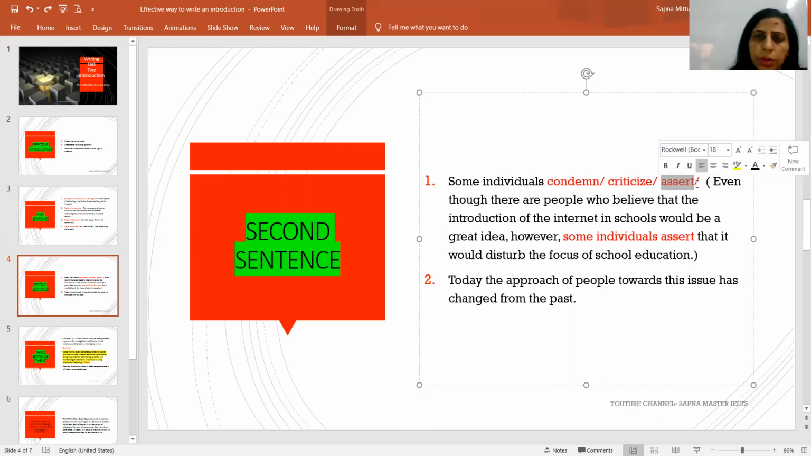You can use any word instead of using opine, or they think. Don't use that, right? Because it is already given in your writing task statement. I have given one example here.